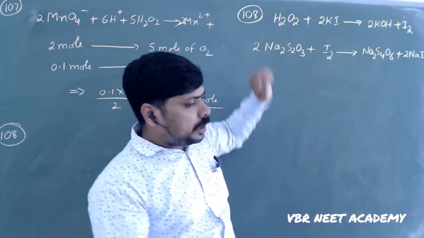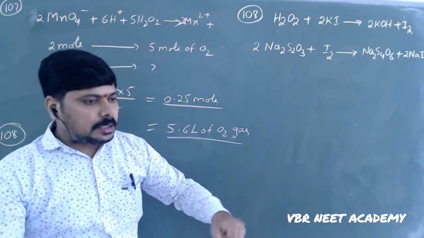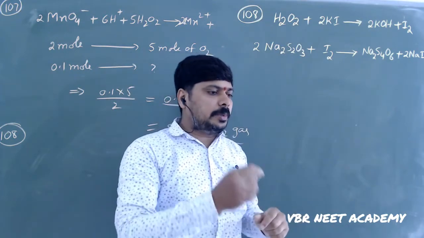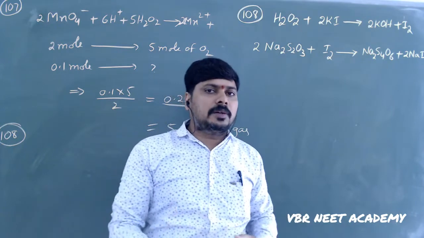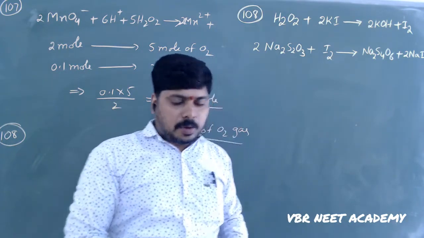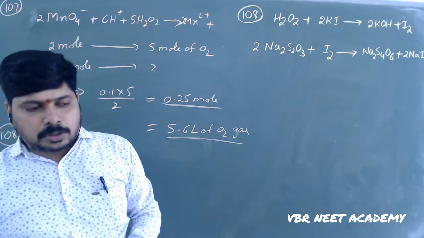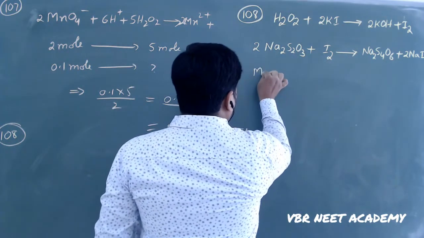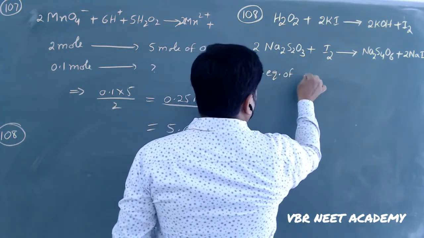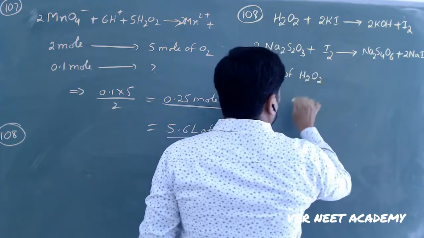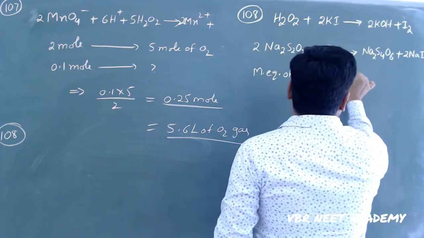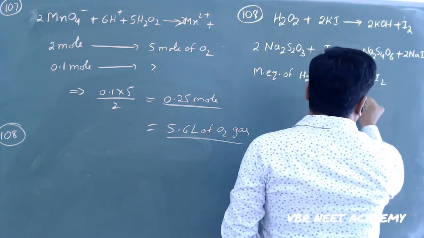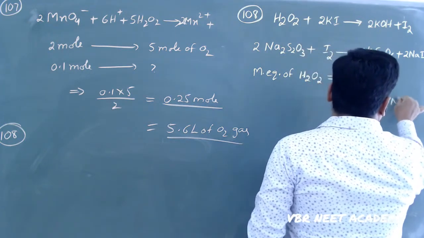Now, based on these two equations, what we can write is the milli equivalents. Whenever a reaction takes place, the milli equivalents are equal. The reaction takes place in terms of equivalents only. So what do we require? H2O2, I2 and Na2S2O3. These three we are supposed to link up. So we can write: milli equivalents of H2O2 is equal to milli equivalents of I2, which is equal to milli equivalents of Na2S2O3.